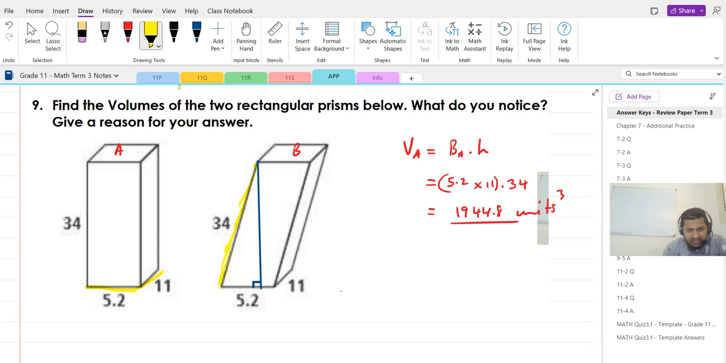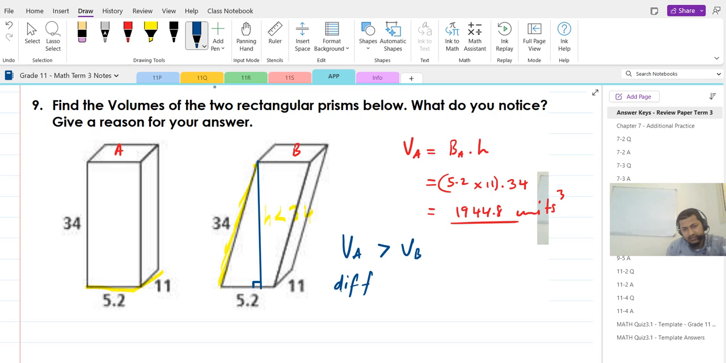You can clearly see this height has to be less than 34, because using Pythagoras theorem you'll definitely have this perpendicular height to be less than 34. So now clearly volume of A has to be bigger than volume of B, right? So what can we say? Give a reason for your answer.